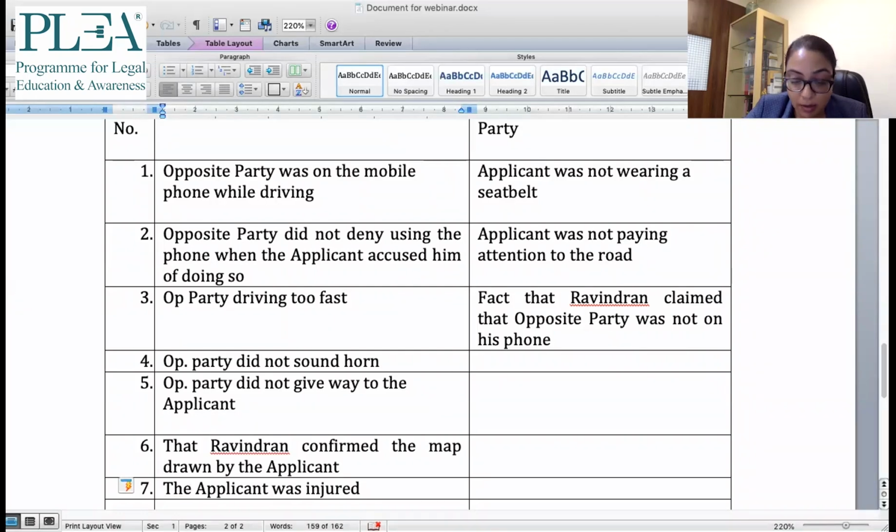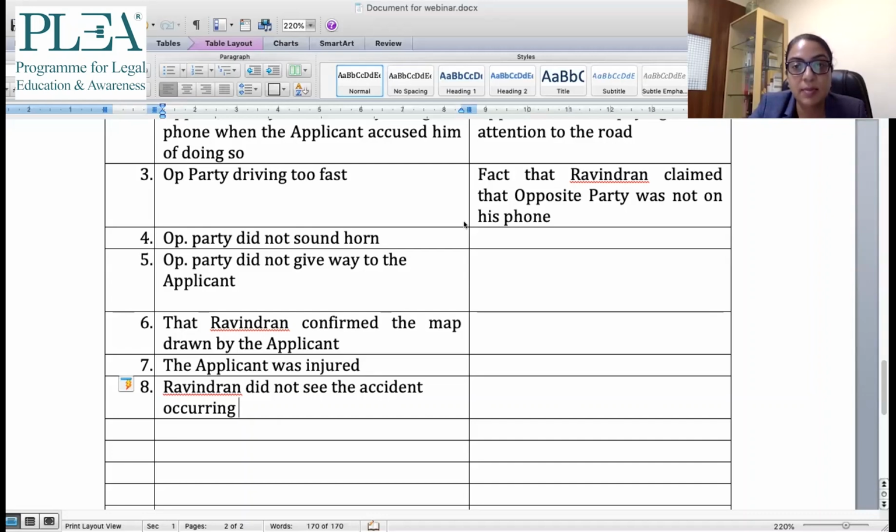Absolutely. What is relevant is whether the opposite party was using the phone when he was driving, when the accident occurred, right? And Ravindran says that he saw the car only after the accident occurred. So he could not know whether the opposite party was using the phone or not when the accident occurred. He could not have known at all. Therefore, what Ravindran said, that the opposite party was not using the phone, would be hearsay because he has no personal knowledge of this. He had no way of knowing because he himself says that he saw the car only after he heard the crash. Ravindran says that Bhatia behaved very well.